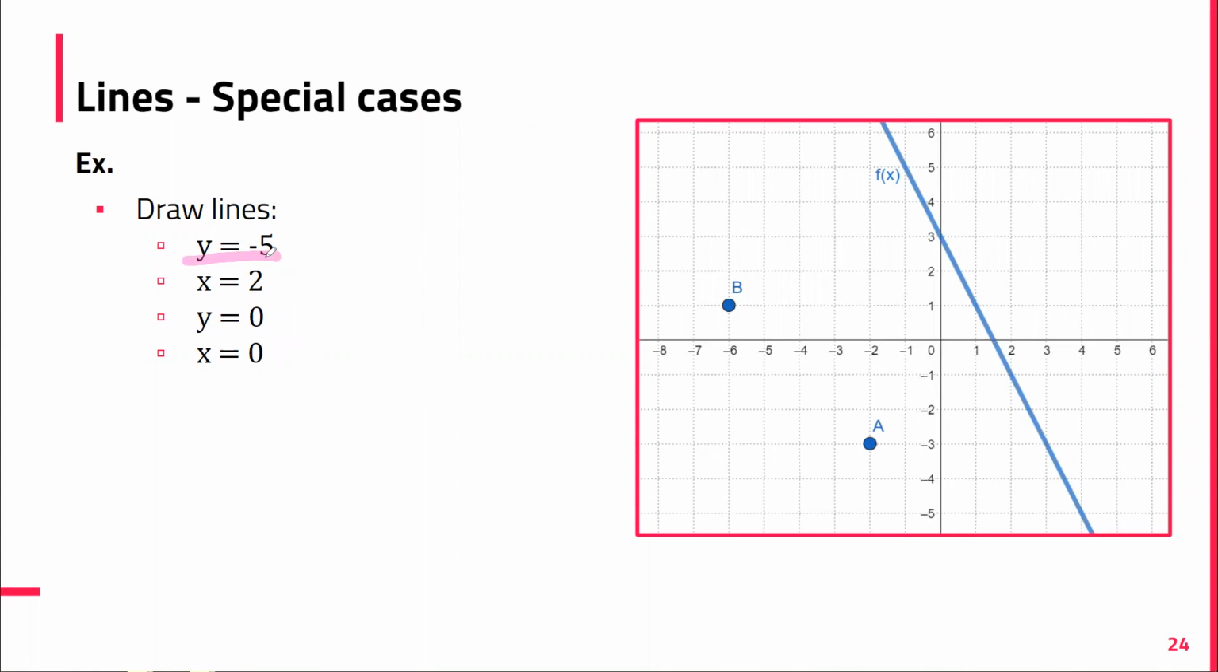y equals -5. Is that a line? It doesn't look like a y equals mx plus b. It's just y and then some constant value. Is that a line that we can graph? Yes. Okay, how can we graph that one?